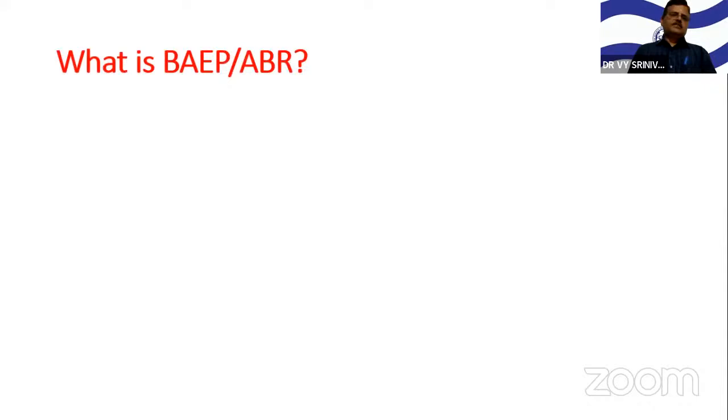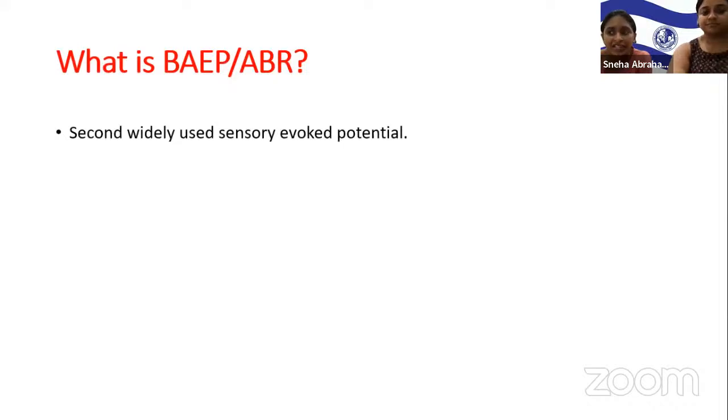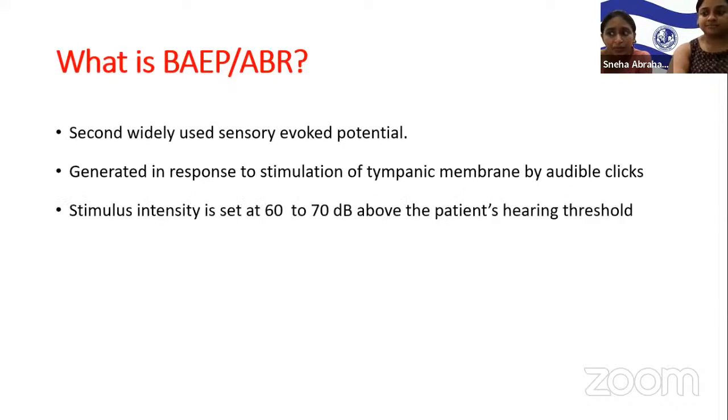What is brainstem auditory evoked potential and ABR? Brainstem auditory evoked potential or auditory brain response is the second most widely used sensory evoked potential. It is generated in response to stimulation of the tympanic membrane by audible clicks. The stimulus intensity is set at 60 to 70 decibels above the patient's hearing threshold. It reflects the integrity of the eighth nerve and the brainstem.